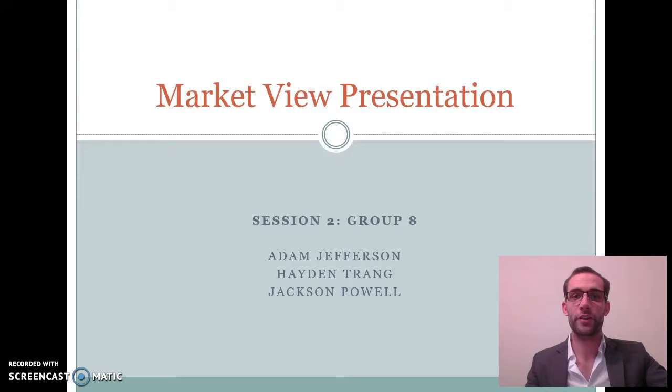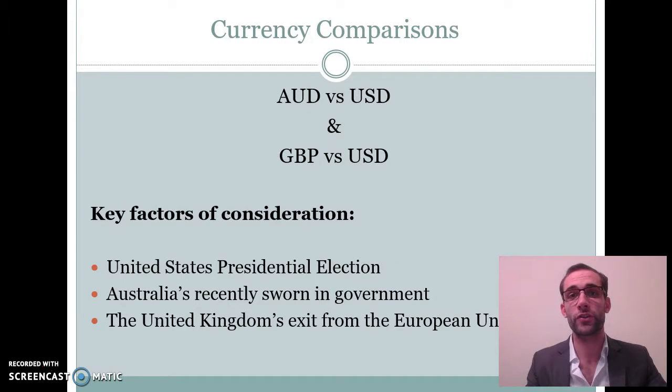This is the presentation for Group 8 in Session 2. We'll be looking at two sets of currency pairs. The first one will be the Australian dollar against the United States dollar, and the second will be the Great British pound against the United States dollar. Now we'll be comparing such economic factors as interest rates, inflation rates, and annual growth.